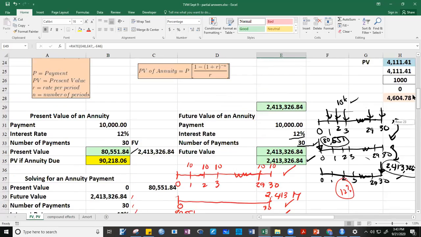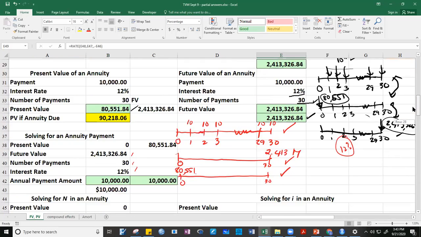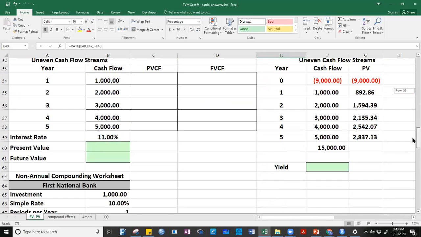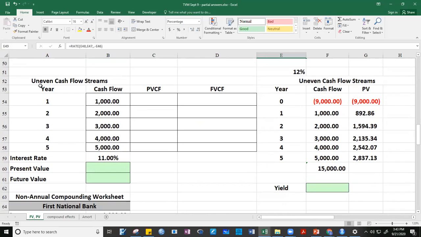So far, kinukuha natin yung present value ng uniform stream of cash flows. Yung uniform stream of cash flows, yung annuity yan. Now, in this case, uneven cash flow stream. So, hindi pare-pareho. No? So, hindi pwedeng annuity dyan. You cannot use the PMT function because they are not a uniform stream of cash flows. Tapos, ang tinatanong sa atin, what is the present value?